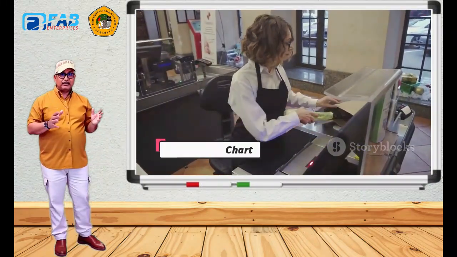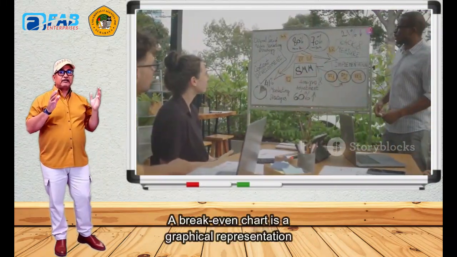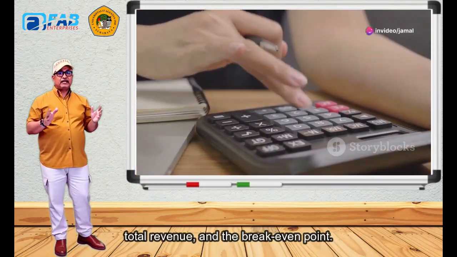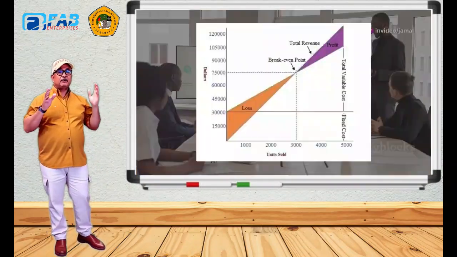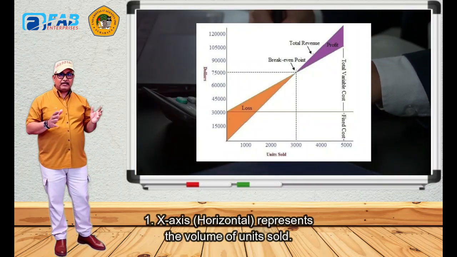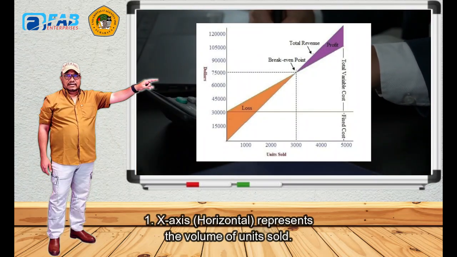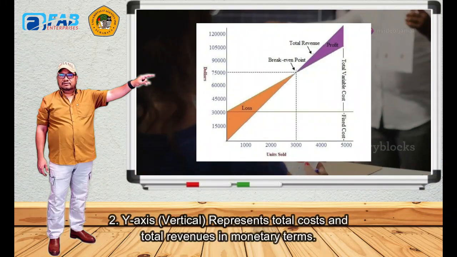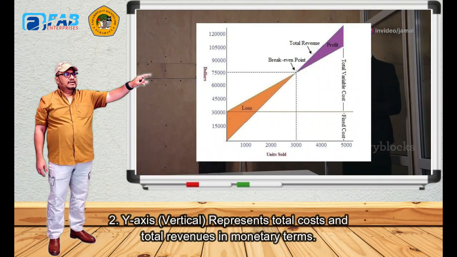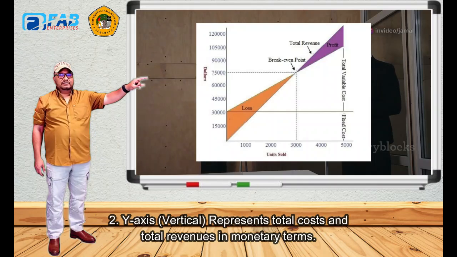Break-even chart. A break-even chart is a graphical representation of the relationship between total costs, total revenue, and the break-even point. The chart consists of: 1. X-axis, horizontal, represents the volume of units sold. 2. Y-axis, vertical, represents total costs and total revenues in monetary terms.